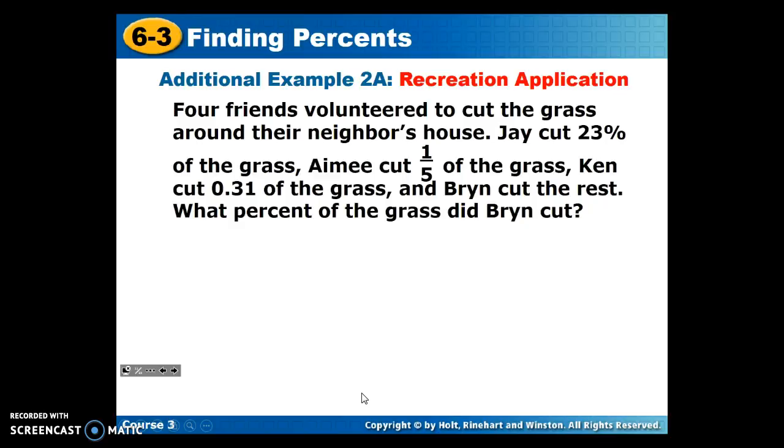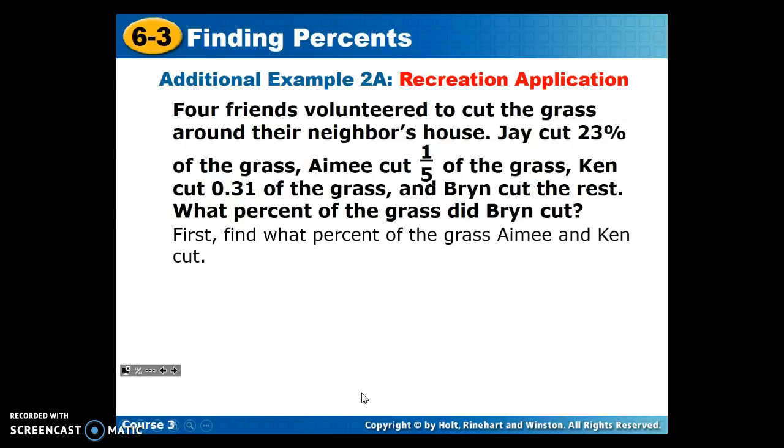Next one, 4 friends volunteered to cut the grass around their neighbor's house. Jay cut 23% of the grass. Amy cut 1/5 of the grass. Ken cut 0.31 of the grass, and Bryn cut the rest. What percent of the grass did Bryn cut? Okay, so with this one, you're going to have a bunch of different values. We're going to want to make them all the same.